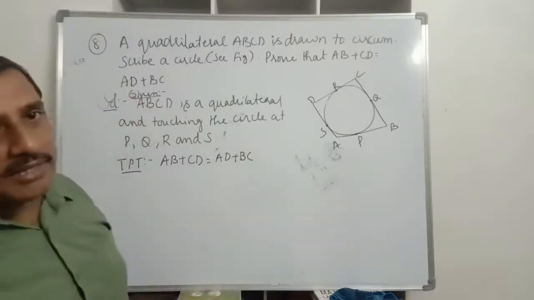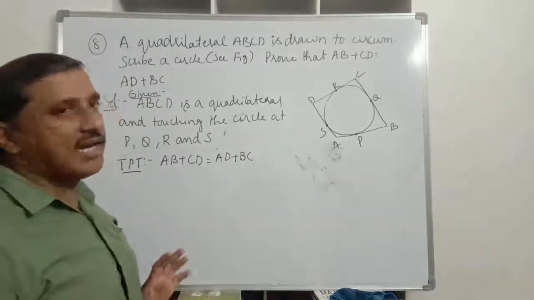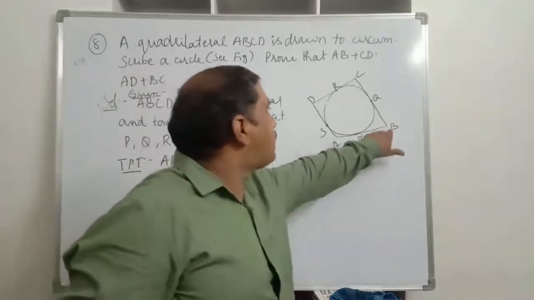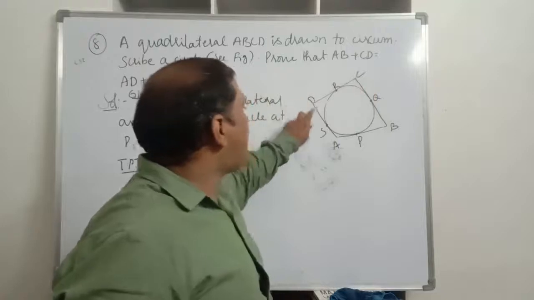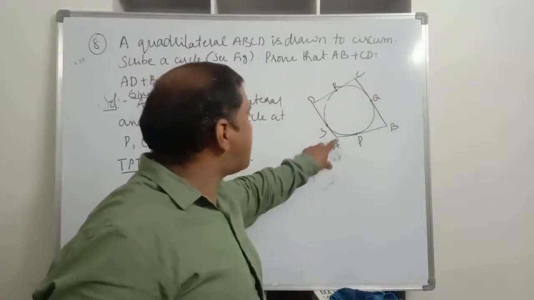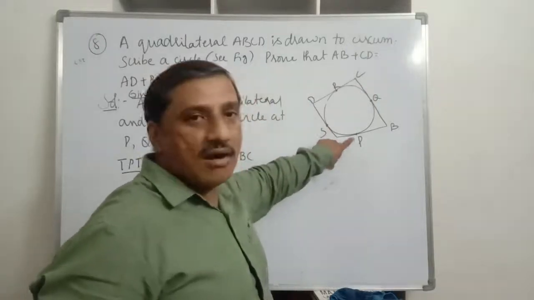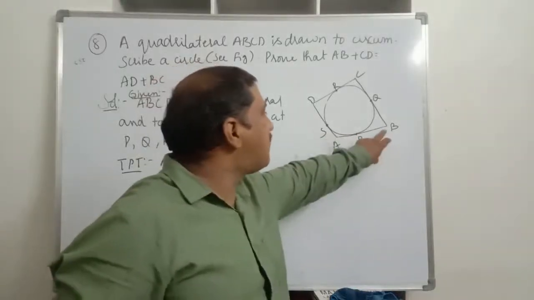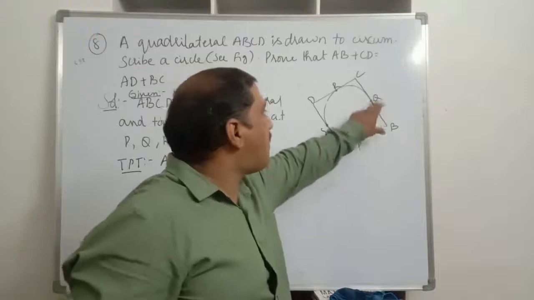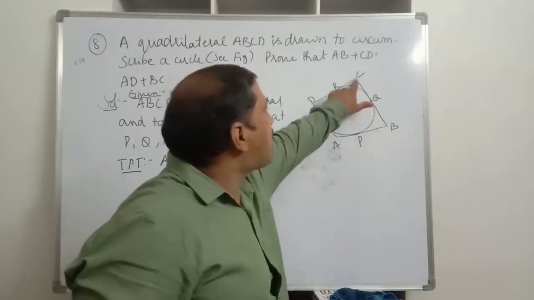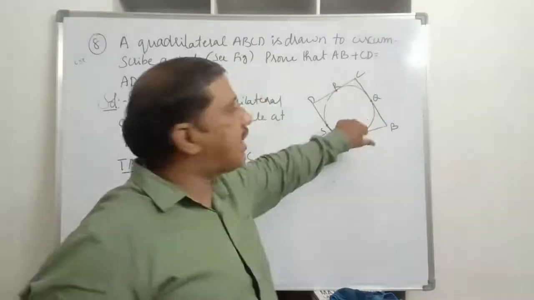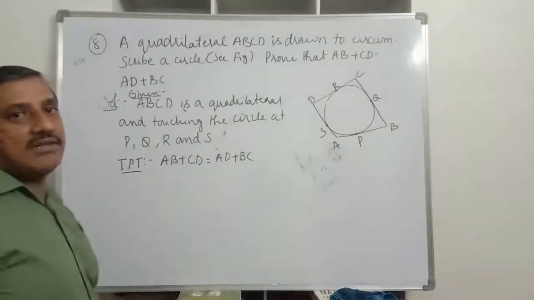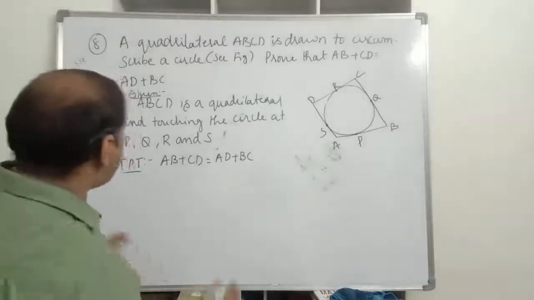Theorem 10.2 says, if you observe the figure here, it is point A, point B, point C and point D. From point A, the two tangents AS and AP are drawn. Therefore, AS and AP both are equal. Similarly, from point B, BP and BQ both are equal. Similarly, from point C, CR and CQ are equal. From point D, DR and DS are also equal. That is by using theorem 10.2.